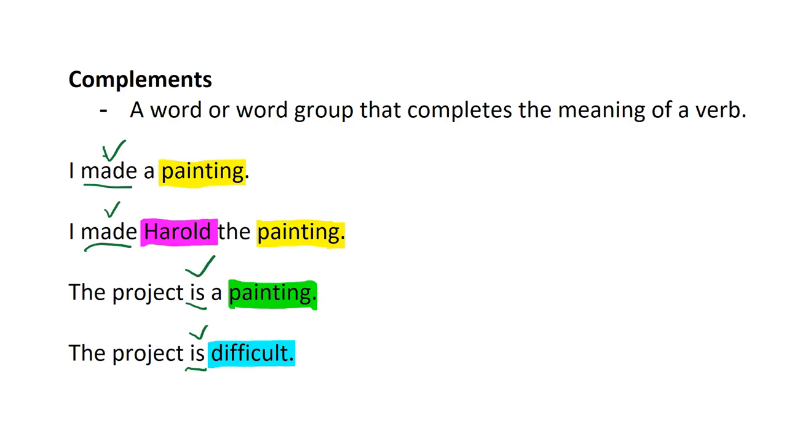And here's a spoiler alert. These last two sentences contain either a predicate adjective or a predicate nominative. This was the predicate nominative, and this was the predicate adjective. You don't need to copy this down again because you already did it.